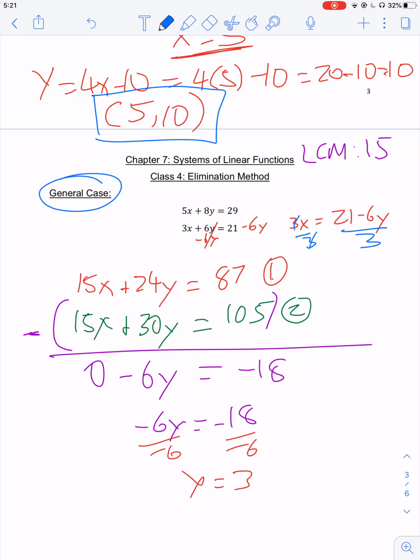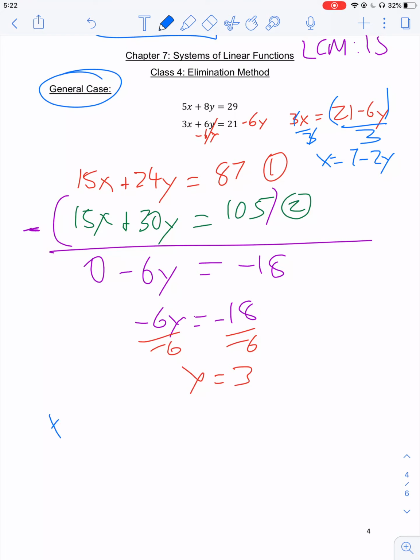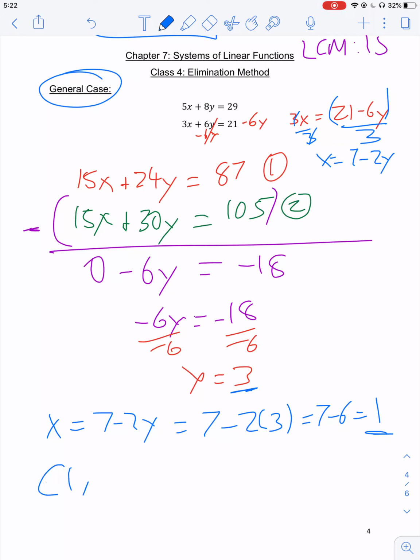Division kind of works like multiplication, where you'll have to distribute this to both of them. So make sure you're dividing both of them. If you do that, you're going to get 7 minus 2y. So this tells me that x is equal to 7 minus 2y, but I know what my y value is, right? My y is just 3, so I'm just going to do 7 minus 2 times 3, which is 7 minus 6, which will just give me 1. So my point of intersection, x is 1, y is 3, is just (1, 3).